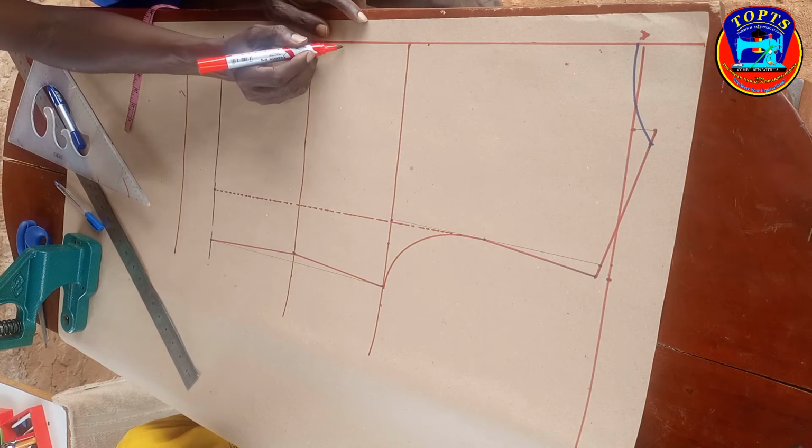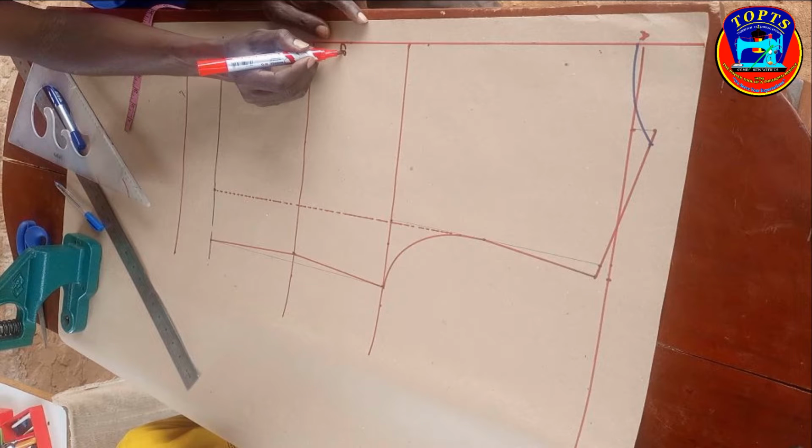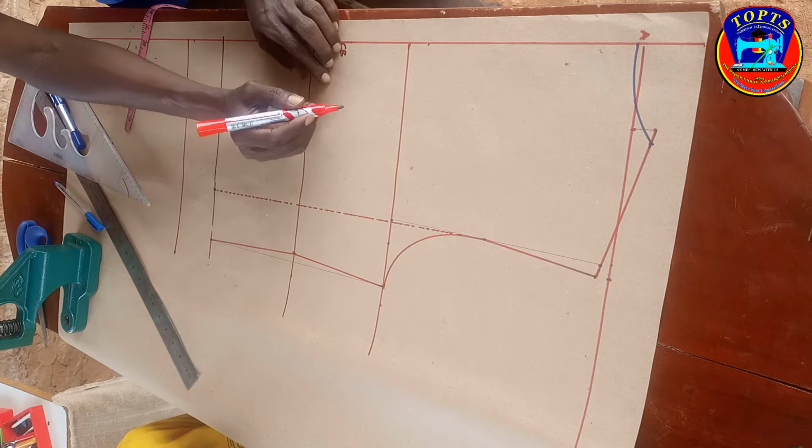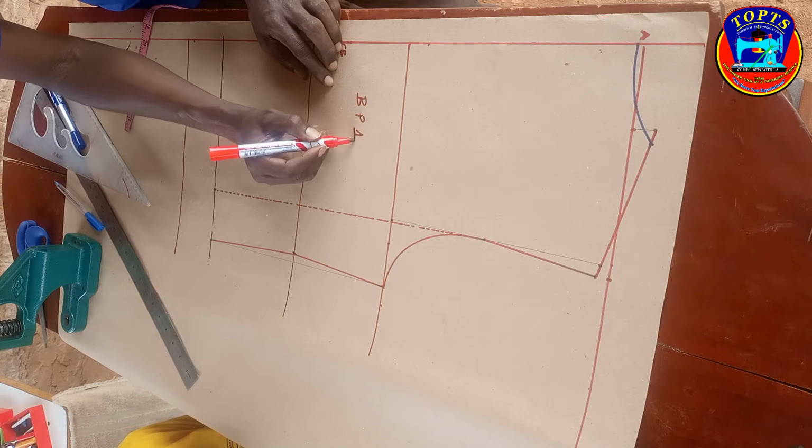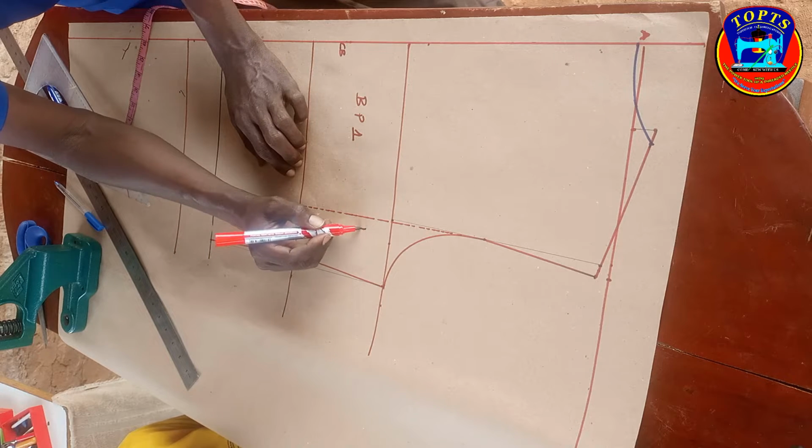So this line is the center back. This side, while cutting on fabric, you cut it on fold, or you can cut 2 separate pieces. But as for me, in this tutorial, I will cut 2 separate pieces on fabric. This one is the back panel 1, and this one is back panel 2.